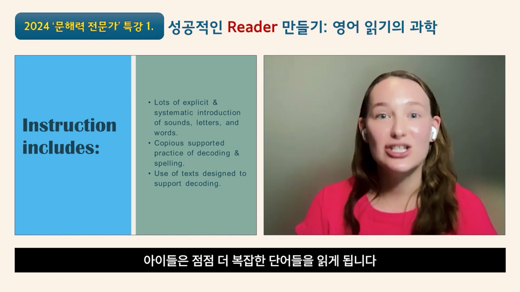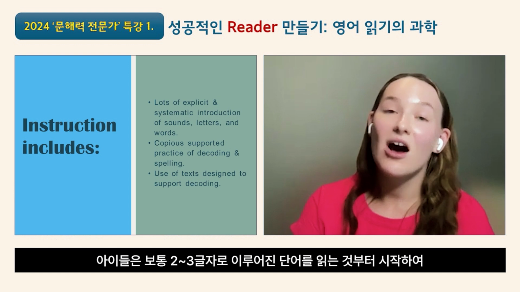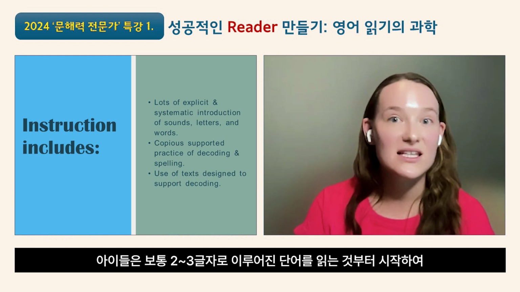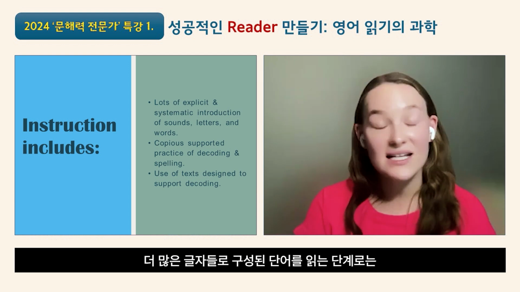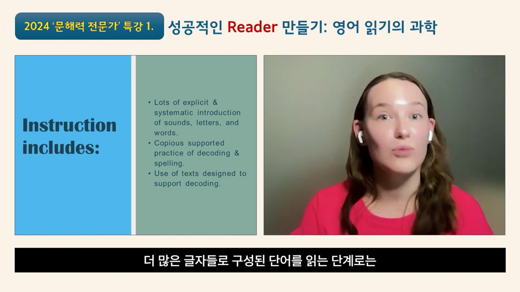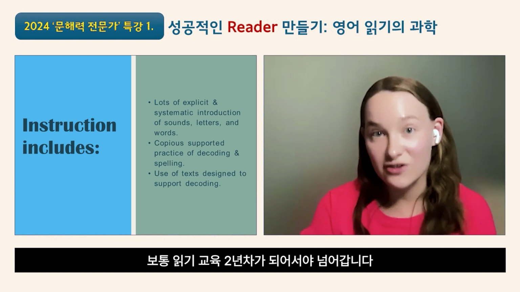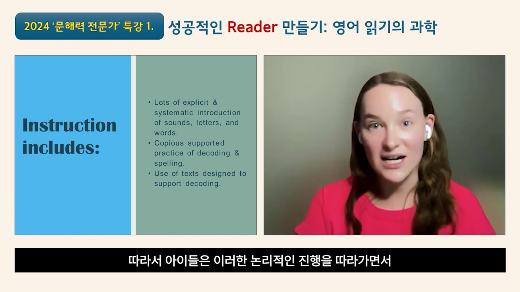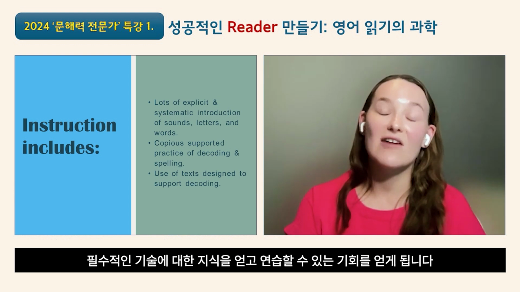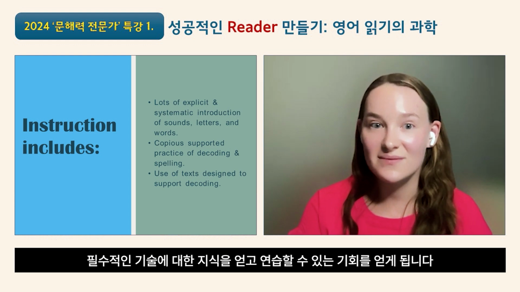Along this way, children are also reading more and more complex words. They often start by reading words that have only 2 or 3 letters, and do not necessarily move into reading multisyllabic words until they are in the 2nd year of reading instruction. So children move along this logical progression to ensure that they have exposure, knowledge, and practice with these critical skills.